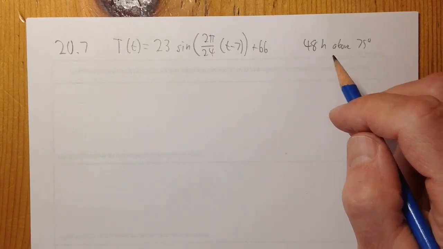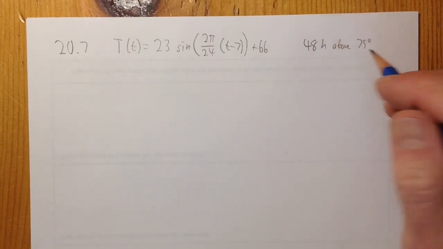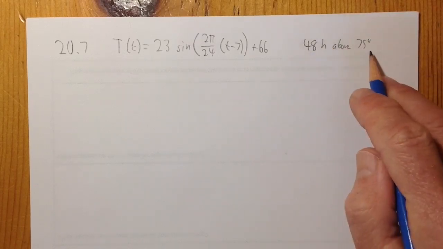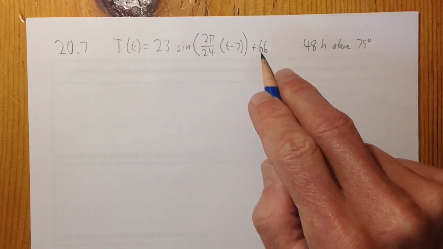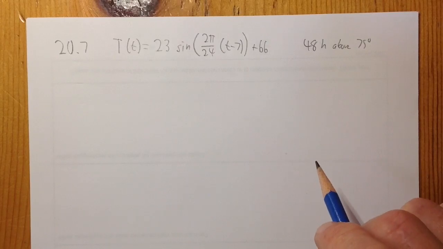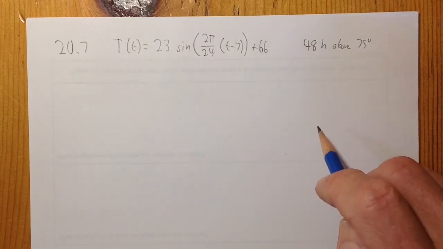Okay, so when will your paint be dry? The question is, what temperature is it at 5 p.m. on Monday? And then we've got to get 48 hours above 75. And the average is 66. So every day we're not going to get a lot of time above 75. So it's going to be multiple days.